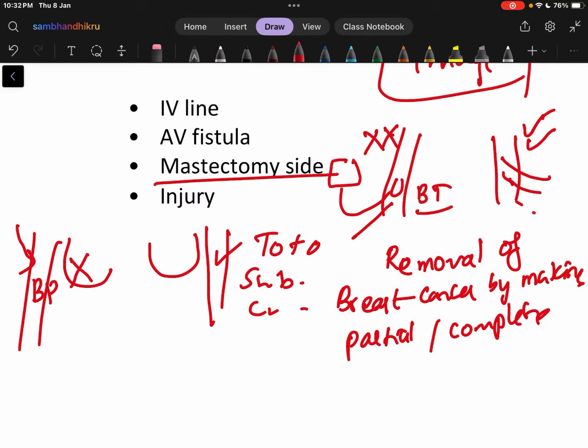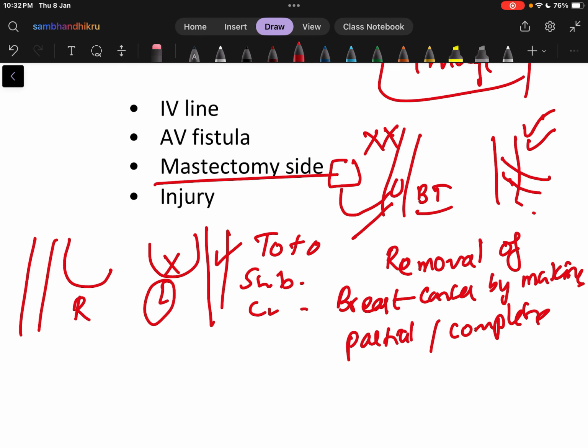Clear? Okay, next, if mastectomy is done on this side, meaning a surgical incision and removal of the breast on the left side, then you should not assess the BP here; you should assess the BP on this side. Clear? Or if there is an injury on that side, you should not assess the BP.